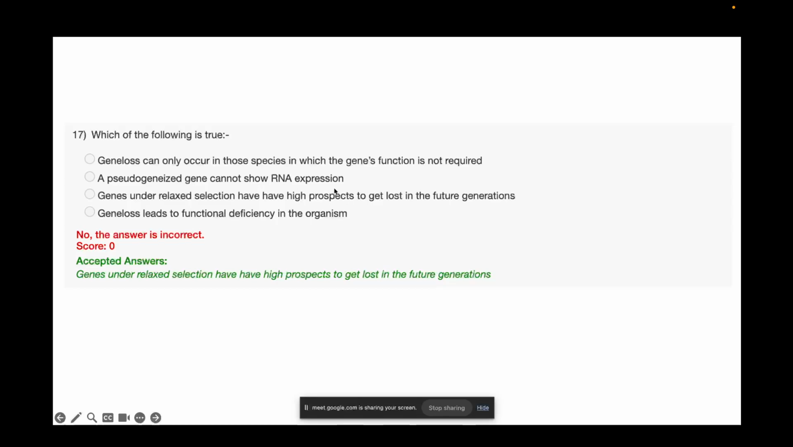This is correct. Pseudogenized gene cannot show RNA expression. A pseudogene by definition does not show RNA expression because it does not code for anything. So that is also correct. Again, the third option is the correct one that we discussed. And the fourth as well, gene loss leads to functional deficiency in the organism. That can be true as well. So at a certain level, all the four options are correct.